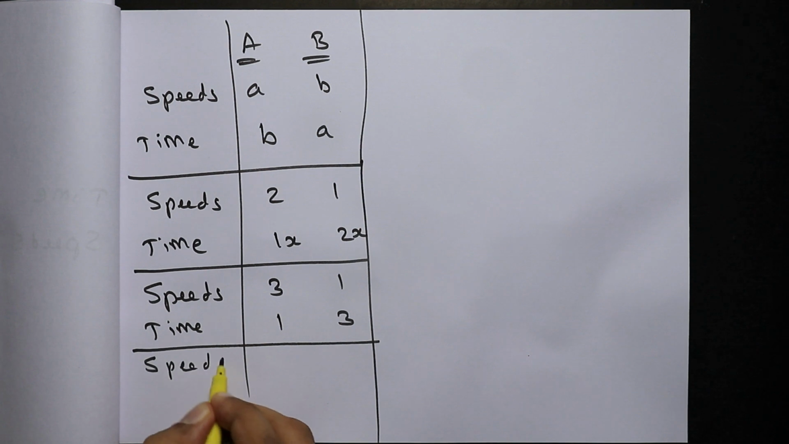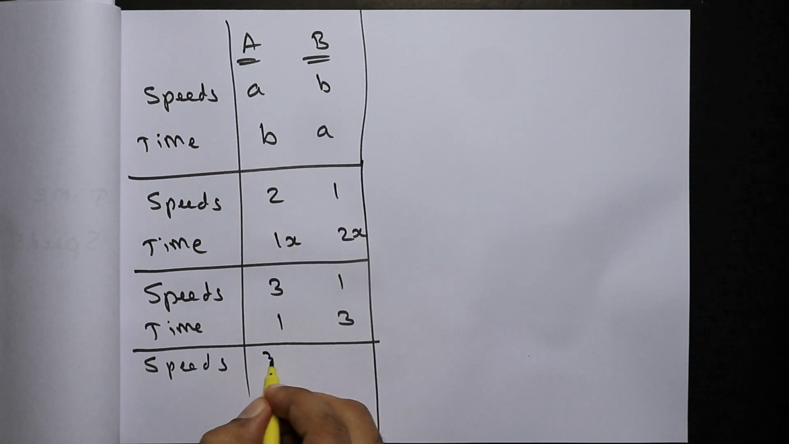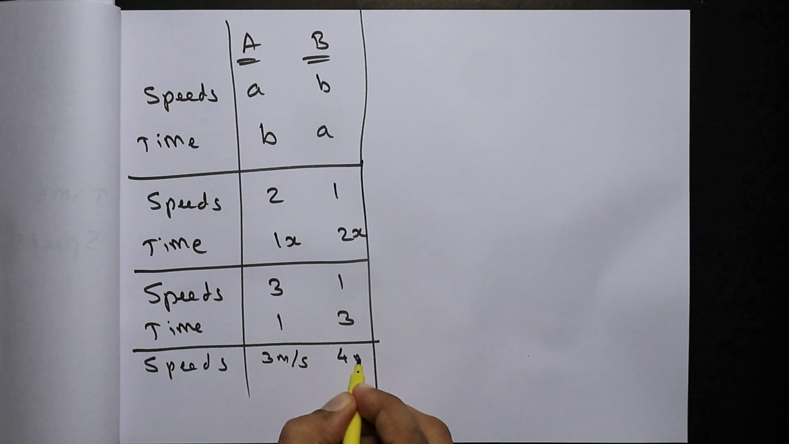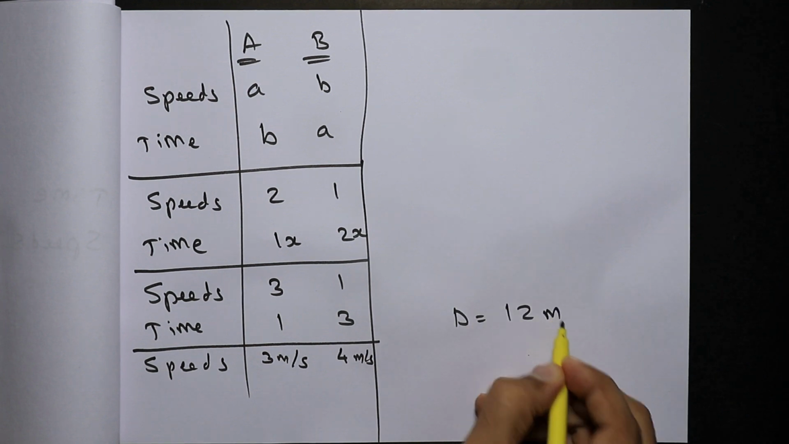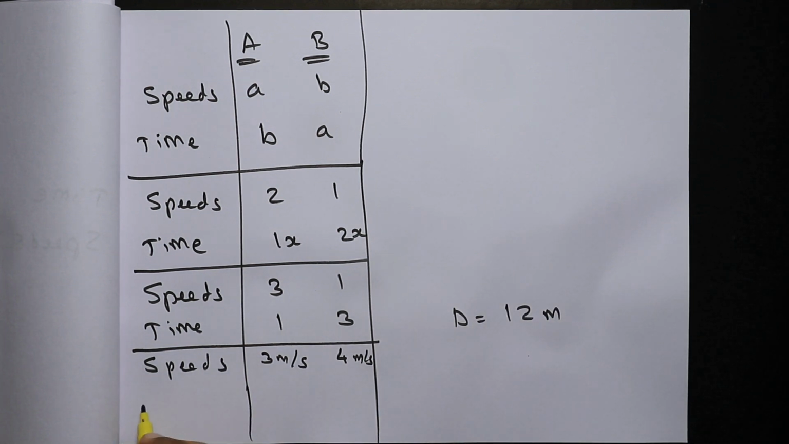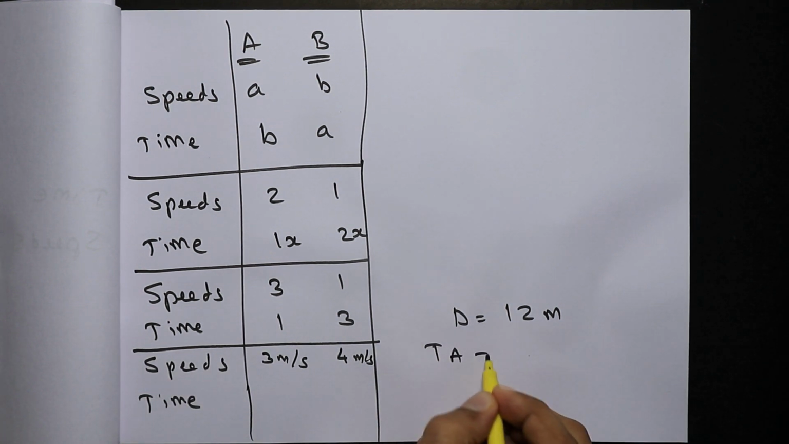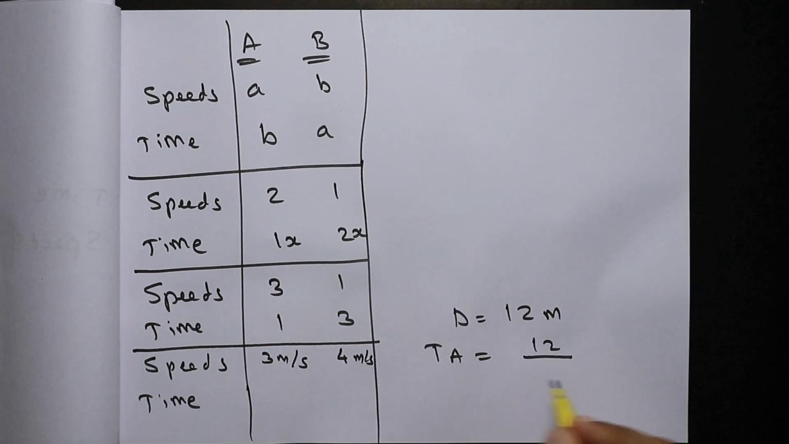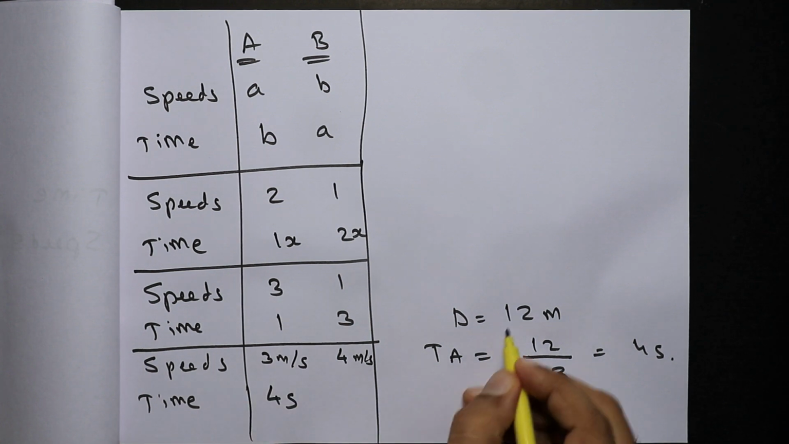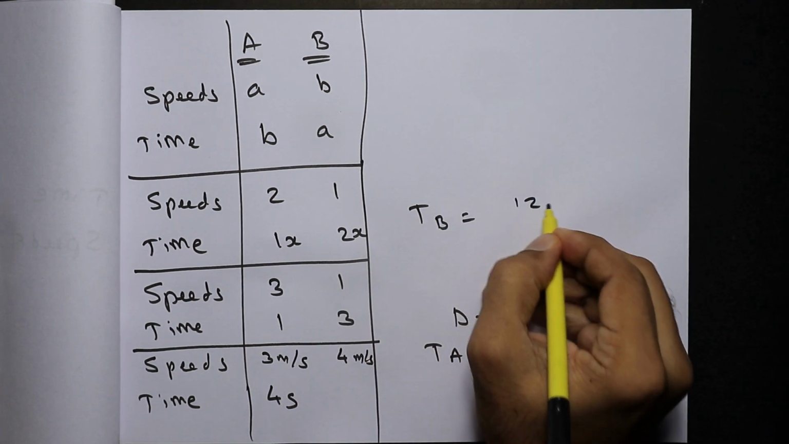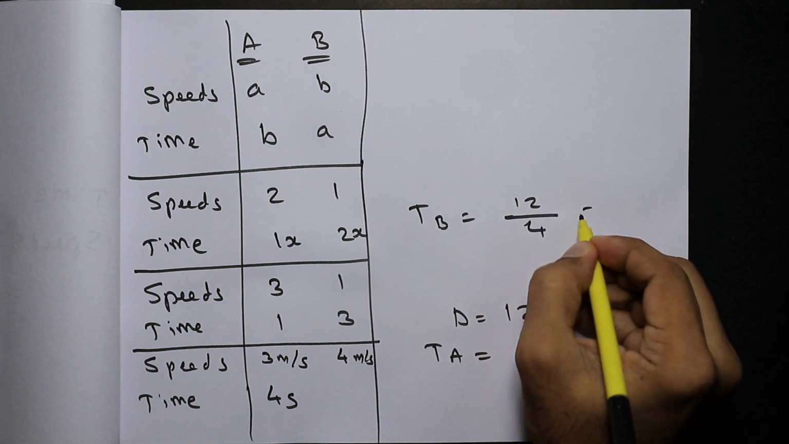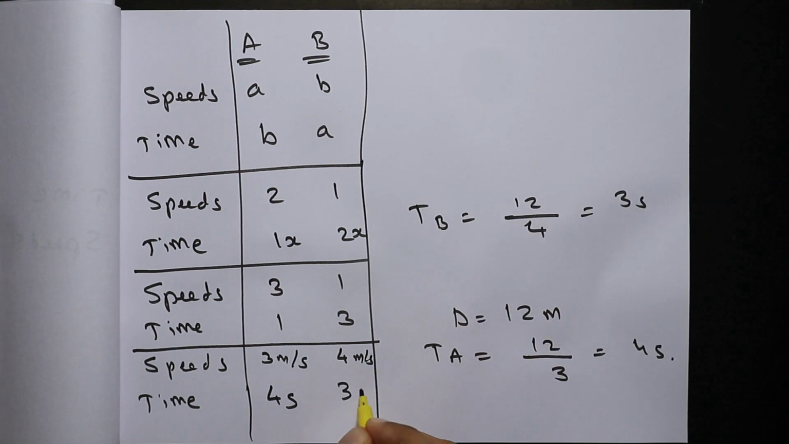So we'll take an example. Assume that the speeds of A and B are 3 meters per second and 4 meters per second. Assume that they need to cover a distance equal to, let us say, 12 meters. So let us calculate the time required. Time required for A: distance is 12, by A's speed 3, you will get 4 seconds. So A will take 4 seconds to cover the 12 meters. Next we'll calculate the time required for B. Distance is 12, by B's speed 4. So time required will be 3 seconds.